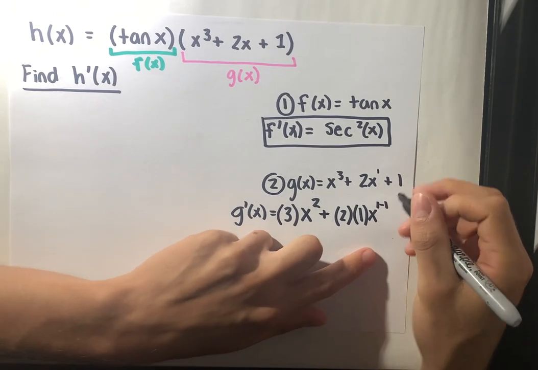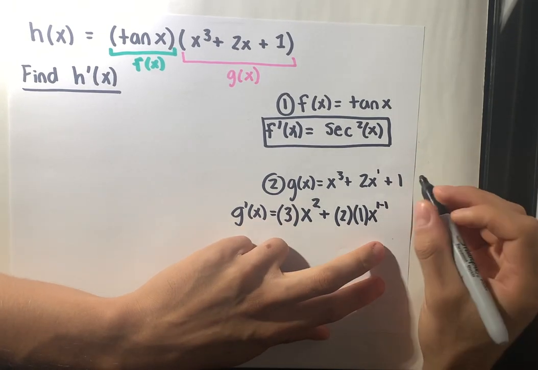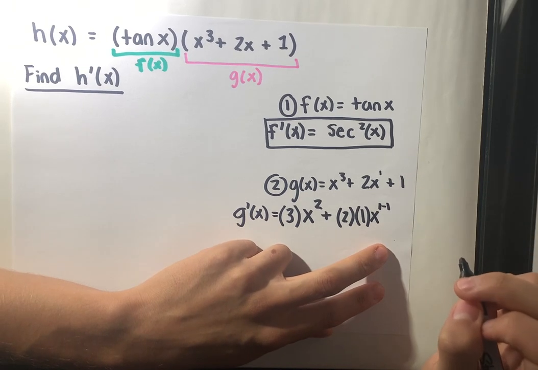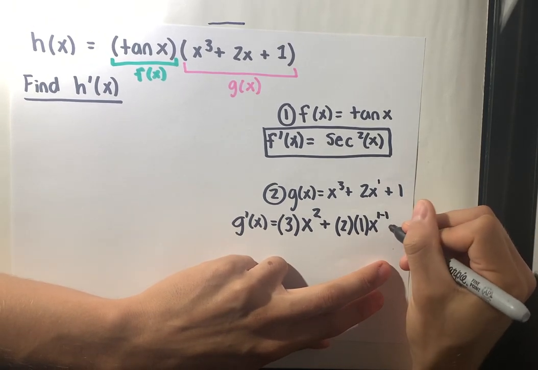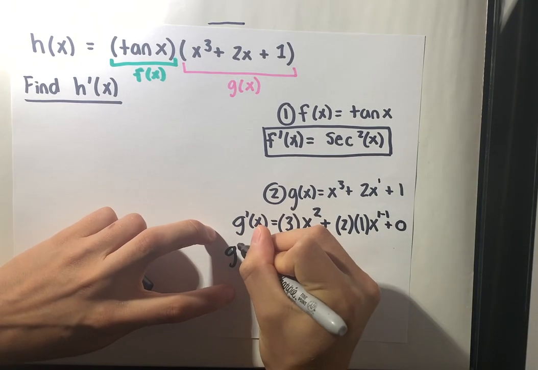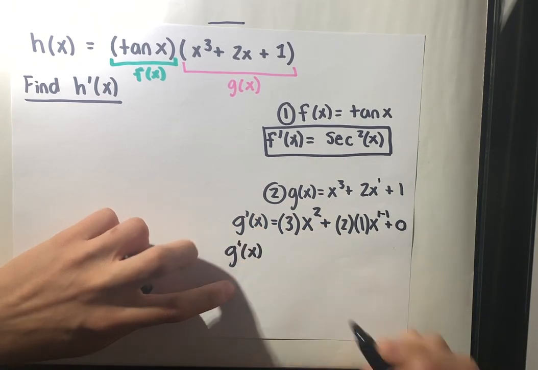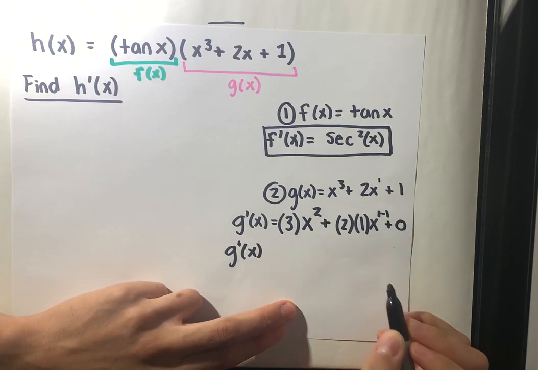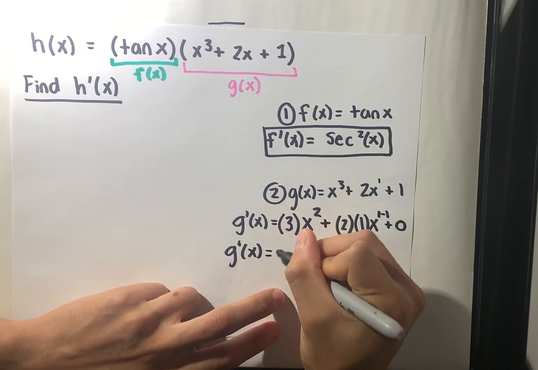Now, let's look at the last term. The last term is a constant, and if we remember, the derivative of any constant is 0. So we add 0. Let's simplify this. We know that 3 times x squared is just 3x squared.